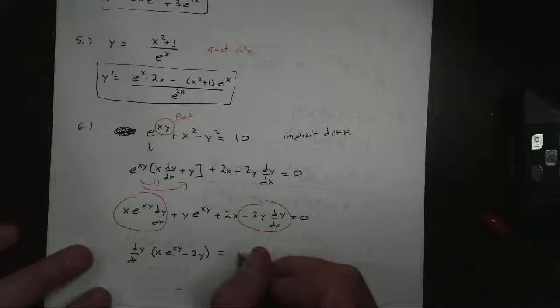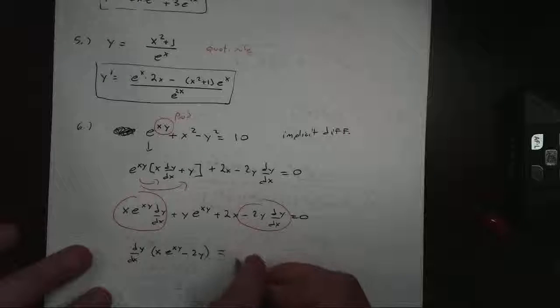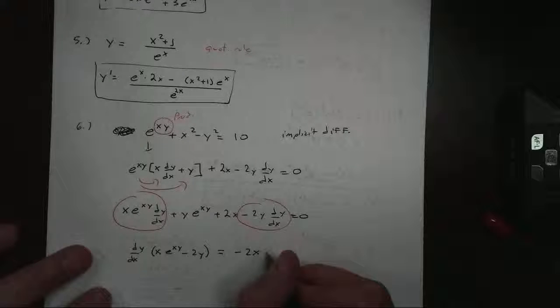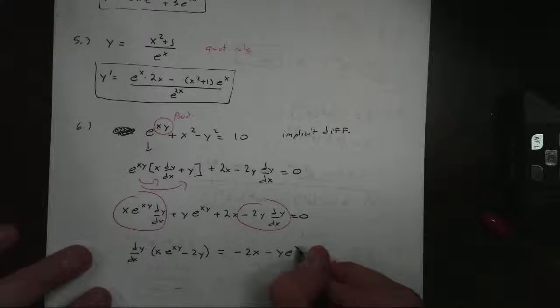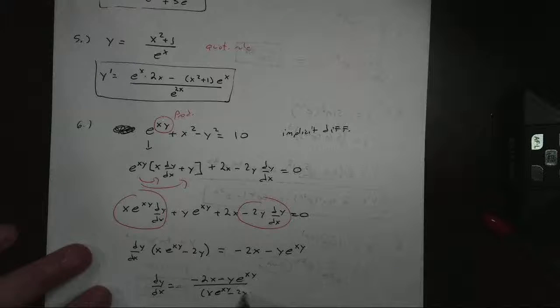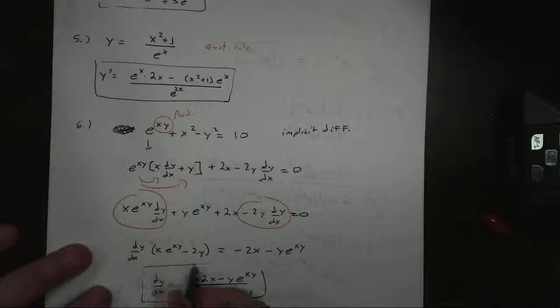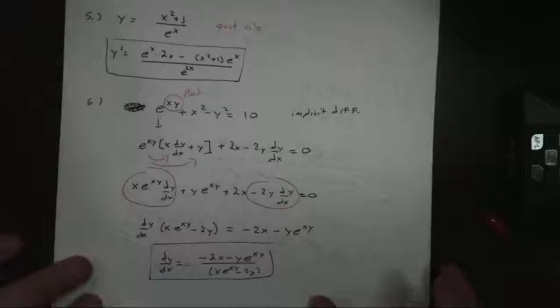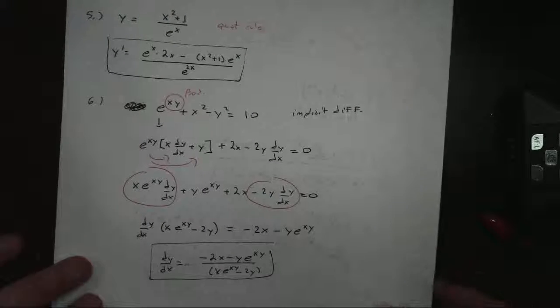At this point you're like, man, where did all those numbers go? I remember math was simple, right? Bring over the 2x and everything else, so we get negative 2x minus y e to the xy, and then I divide. dy dx equals negative 2x minus y e to the xy over x e to the xy minus 2y. And there's your derivative. And you can use this for all sorts of different types of applications.